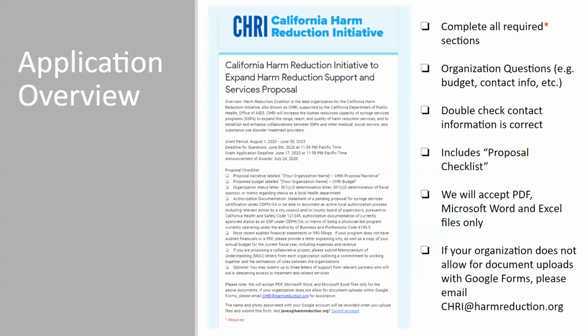This is how we will reach out to you with questions on your application, and to let you know about the actual funding. Included here is a proposal checklist. It is also on the CHRI website, and here you'll see all of the things that you need to have and any naming conventions we ask you to use. We'll accept PDF, Word, and Excel files only. And if for some reason your organization does not allow you to upload documents to Google, we understand. Please reach out to us at CHRI@harmreduction.org, and we will help you submit.